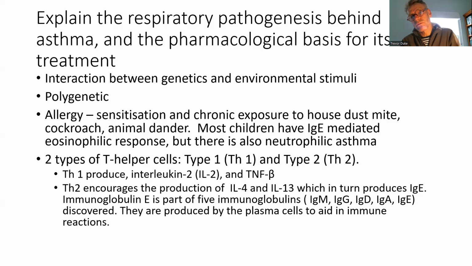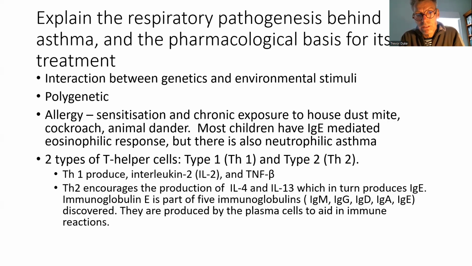Many children that have food allergies don't necessarily have asthma. They may have anaphylaxis or urticaria, but there is a strong overlap between asthma and other allergies like anaphylaxis, urticaria, allergic rhinitis, etc. And mostly that's an immunoglobulin E mediated response that triggers eosinophilic production. Sometimes there's also a neutrophilic response in some children with asthma.